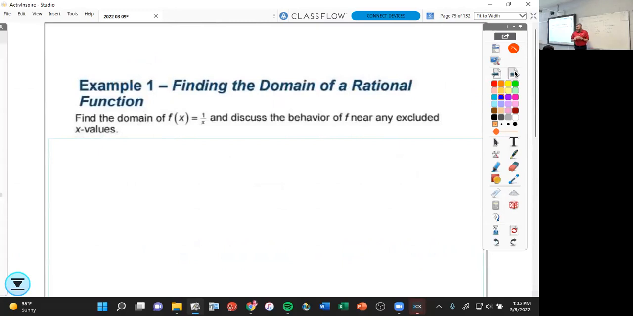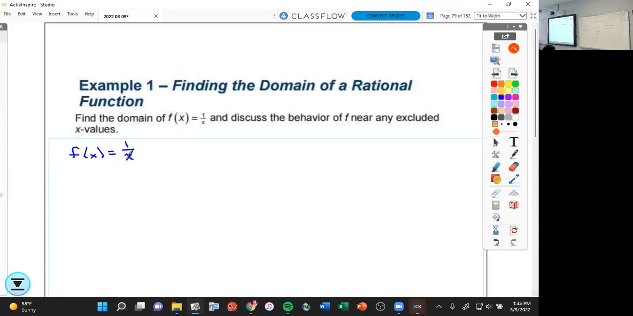Here's a function that we worked with in the past, a very simple rational function. It's actually the most simple rational function I could think of. What is the domain of f of x equals 1 over x? Well, we start with our function. And if you remember, when we talked about domain in the past, I told you, if I give you a function, the first thing you want to do is assume that the domain is all real numbers, right? After we assume the domain is all real numbers, then we look at the exceptions, and we have to find those exceptions. In this case, we can't divide by 0, so x can't be 0.